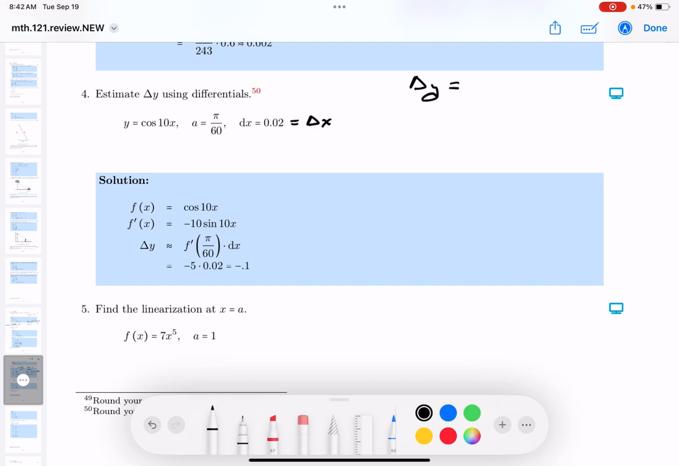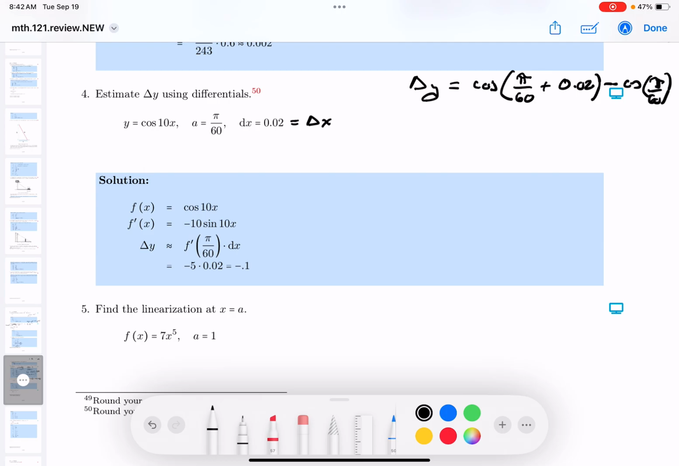It's going to be cosine of pi over 60 plus this 0.02 minus the cosine of pi over 60. All right, so let's take a look at it and see if we can do it. I'll put this down for you.